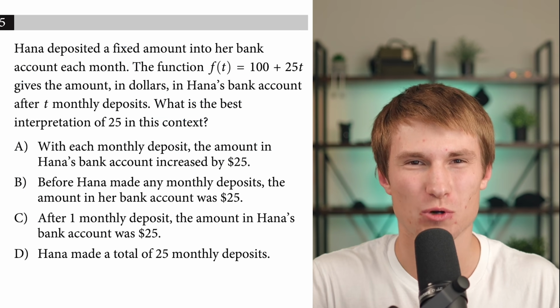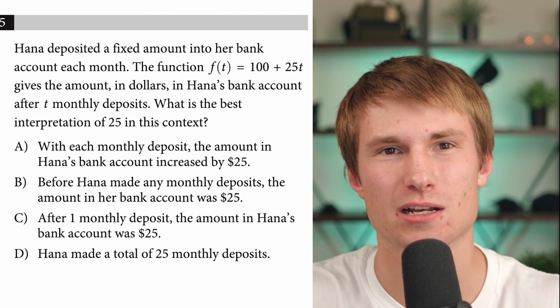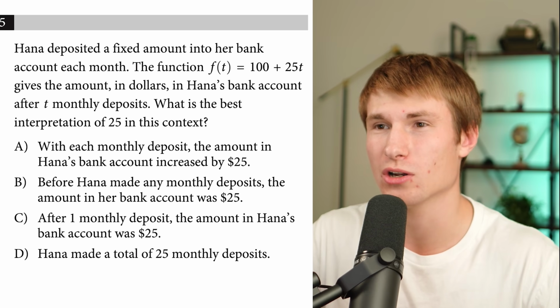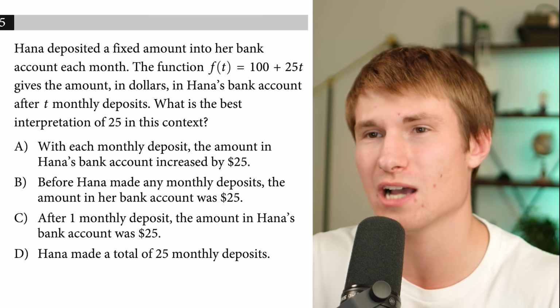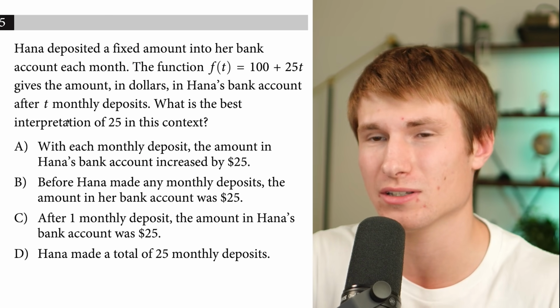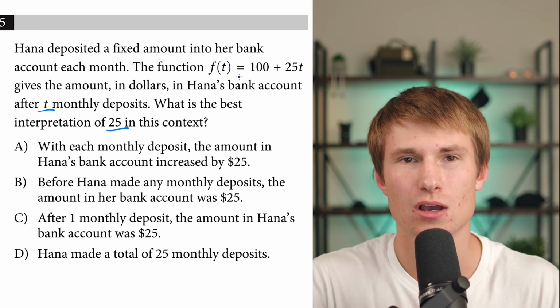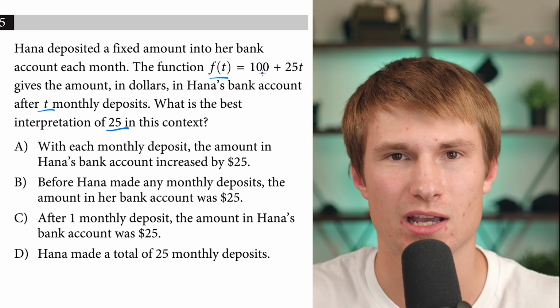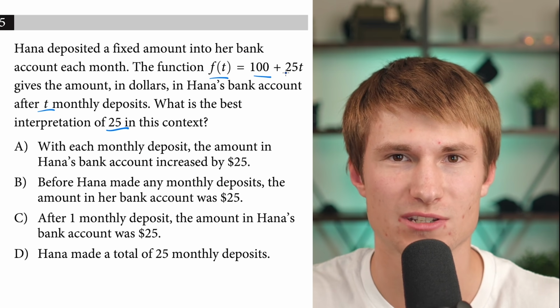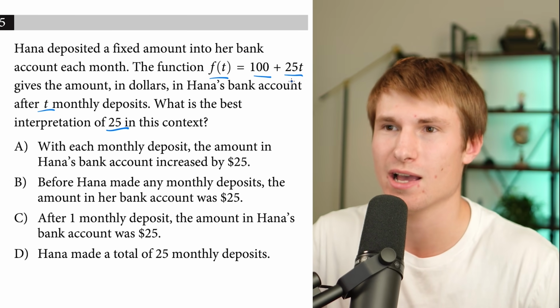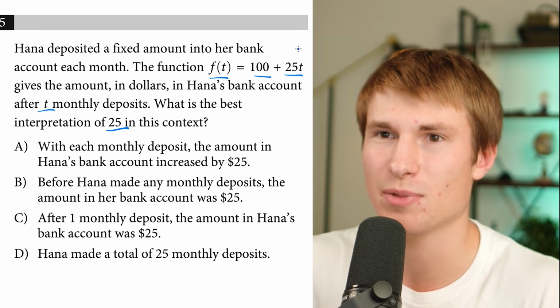Here's how to interpret this word problem on the SAT. Question 5 states, Hannah deposited a fixed amount into her bank account each month. The function f of t equals 100 plus 25t gives the amount in dollars in Hannah's bank account after t monthly deposits. What is the best interpretation of 25 in this context? Well, we know f of t represents the amount in her bank account. This 100, since it doesn't have any variables next to it, is her initial amount, and then she's adding on $25 every month. So that 25 is the amount that she's depositing every month.